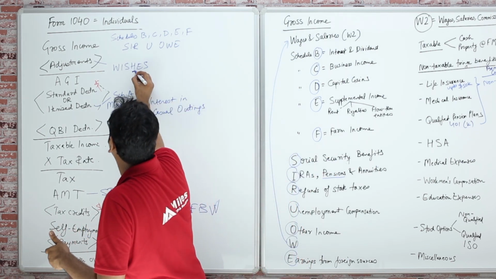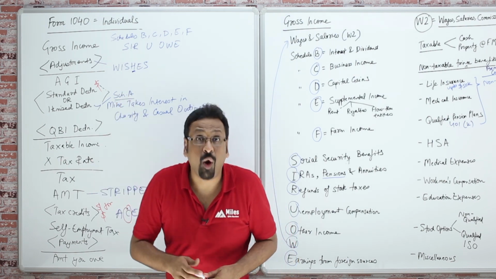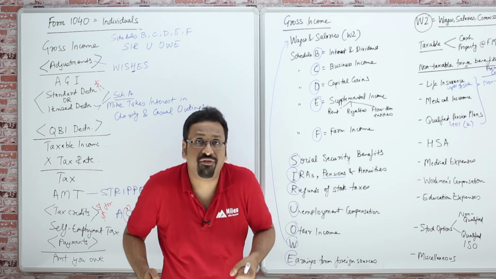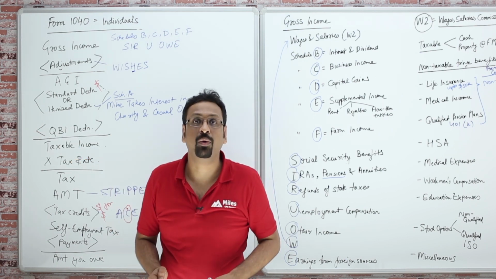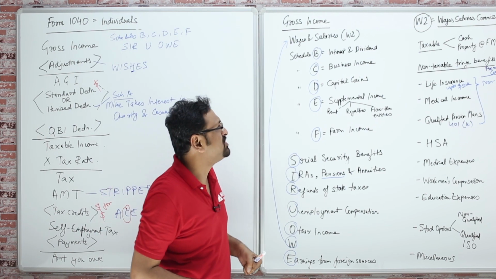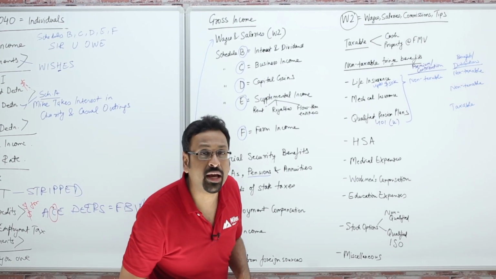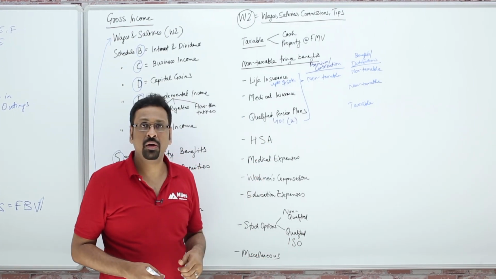The H of wishes, this is the HSA deduction, where the employee himself or herself is putting aside money for his or her health savings account. So back to wages, salaries, commissions, tips, W2 income. So again, moving on, medical expenses.